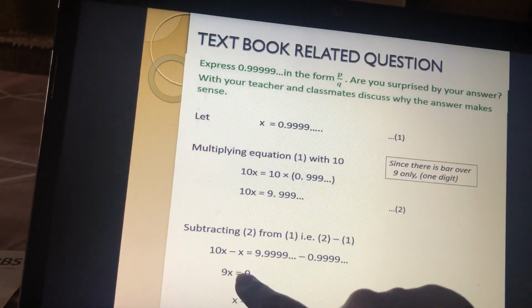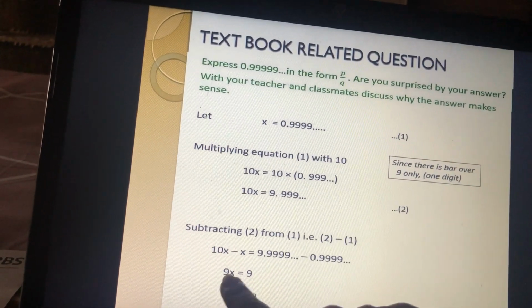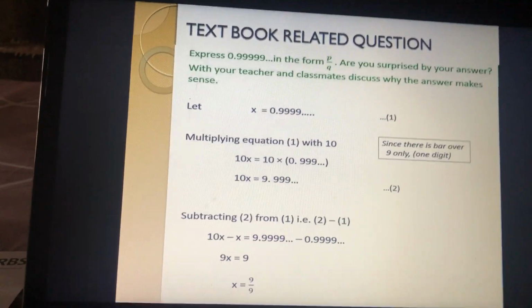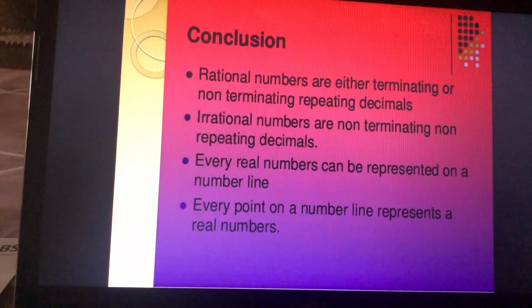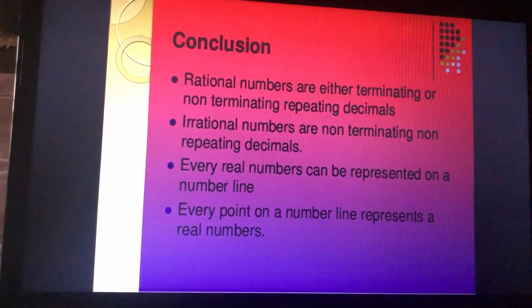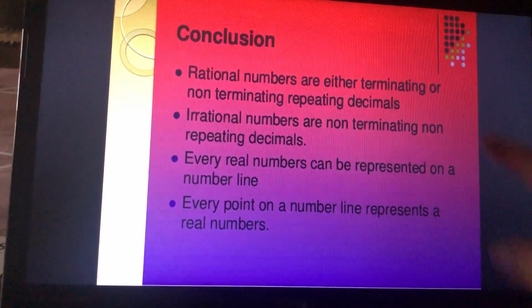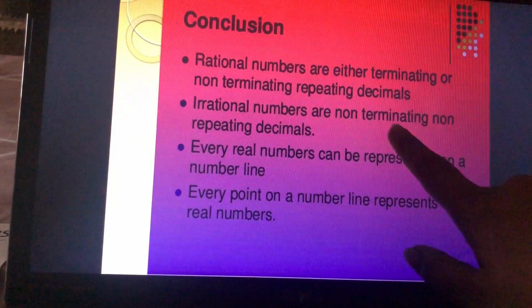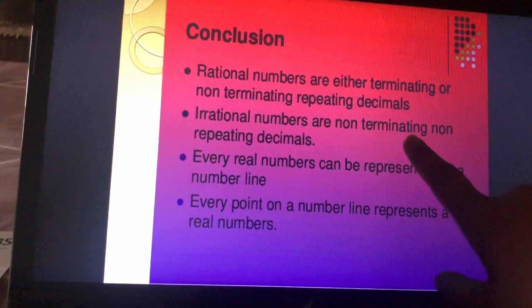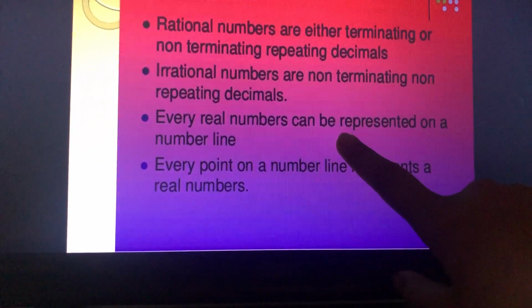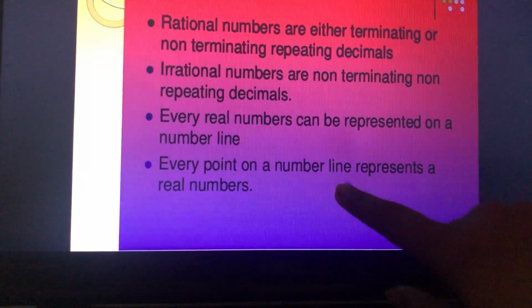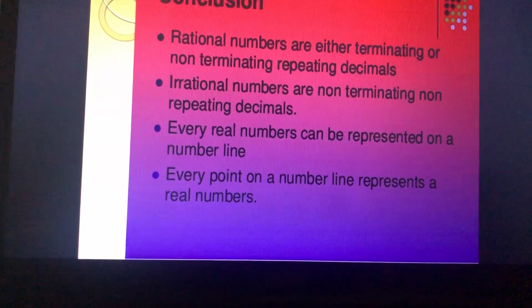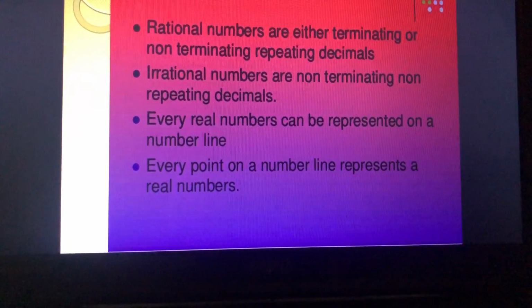After subtracting that, we get 9x is equal to 9, and after this x is 9 upon 9. At the end, the conclusion is rational numbers are either terminating or non-terminating repeating. Irrational number is non-terminating, non-repeating. Every real number can be represented on the number line. Every point on a number line represents a real number.